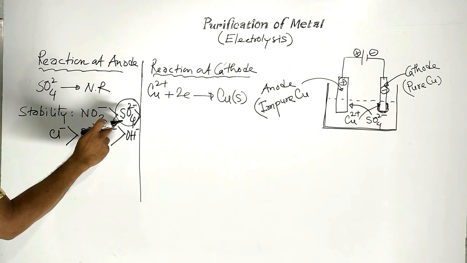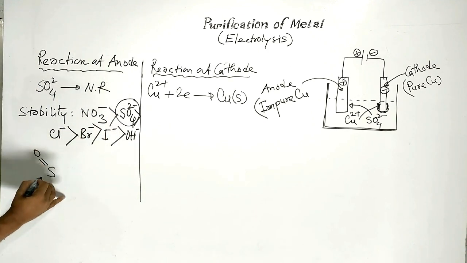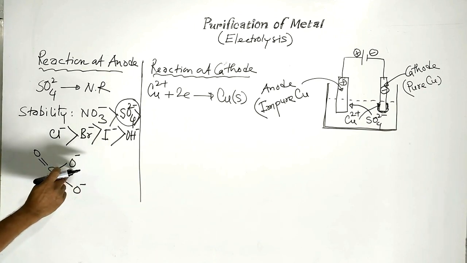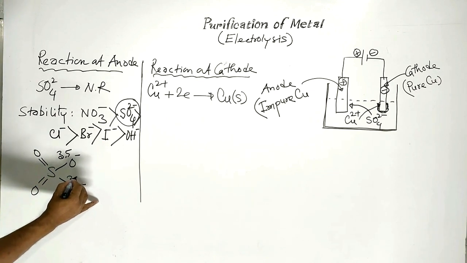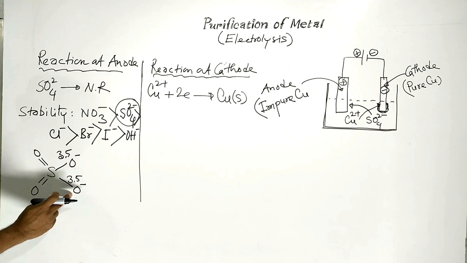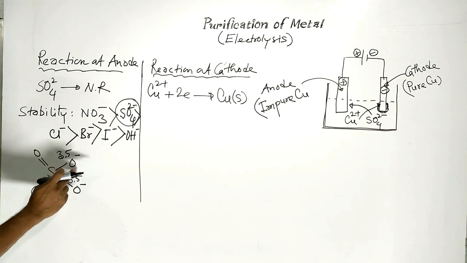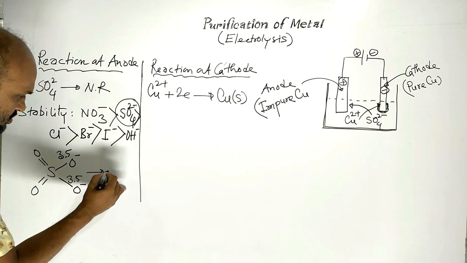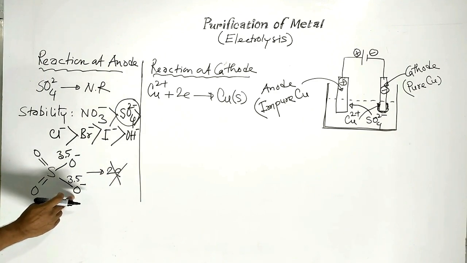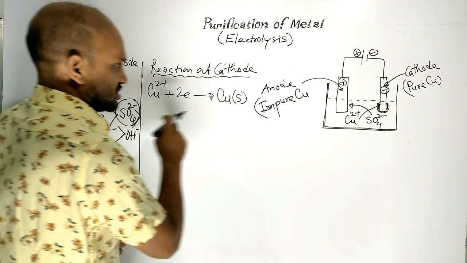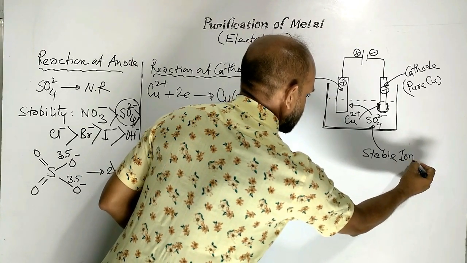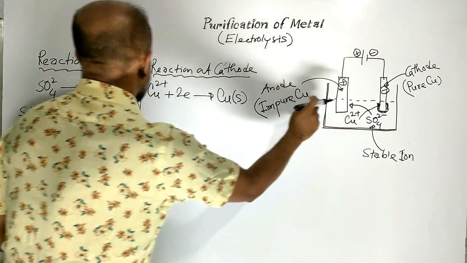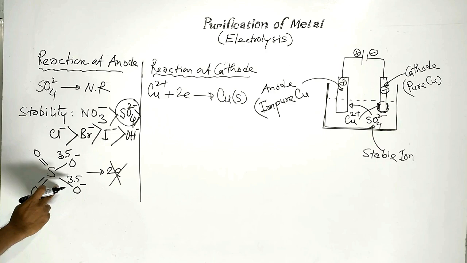From this stability series of anions, we see that sulfate ion is a stable ion because oxygen is a highly electronegative element. Electronegativity of oxygen is 3.5. That is why in sulfate ion, oxygen atoms do not release electrons, because oxygen atom is a highly electronegative element. Simply we can say that sulfate ion here is a stable ion. So sulfate ions move towards anode, but no reaction occurs due to the stability of sulfate ion.